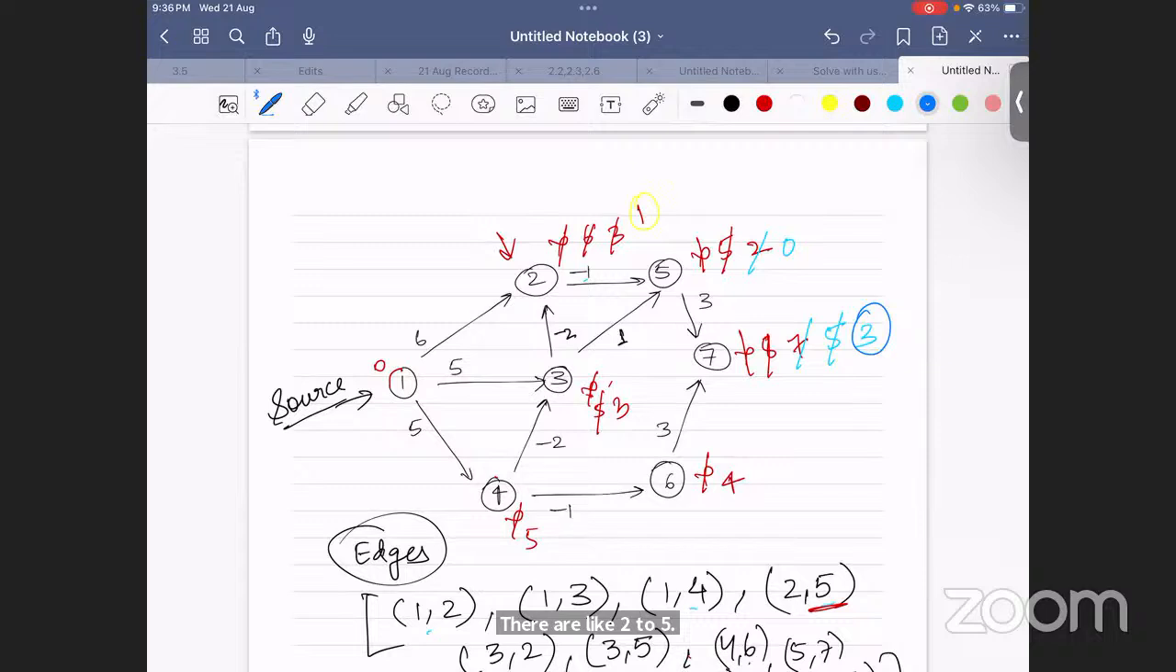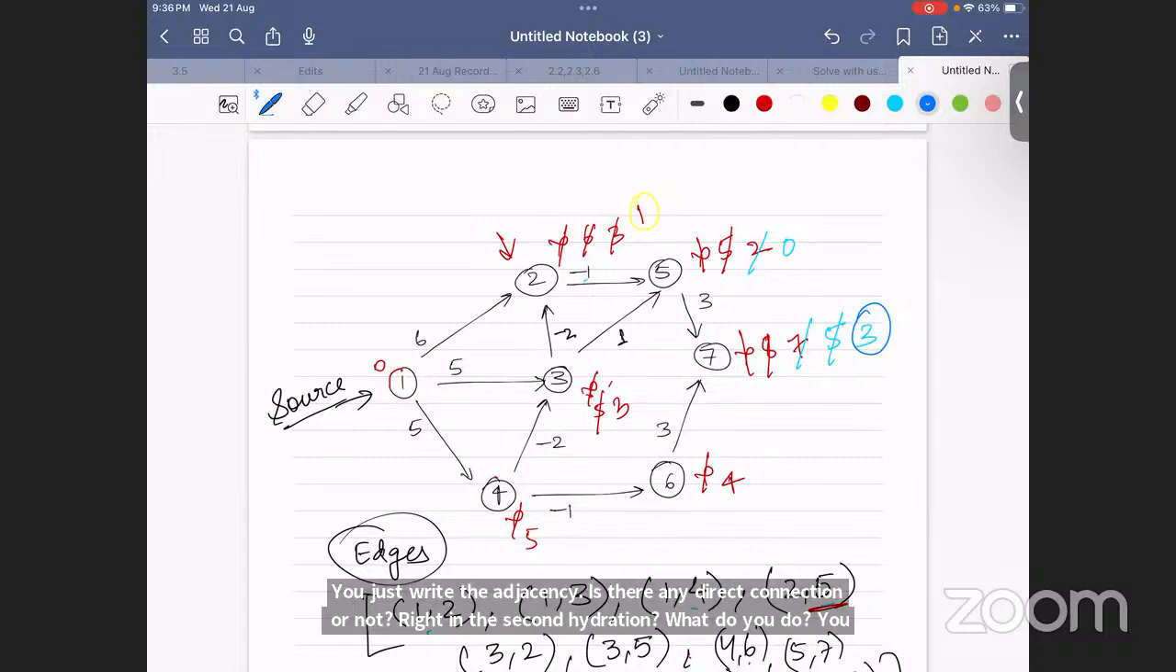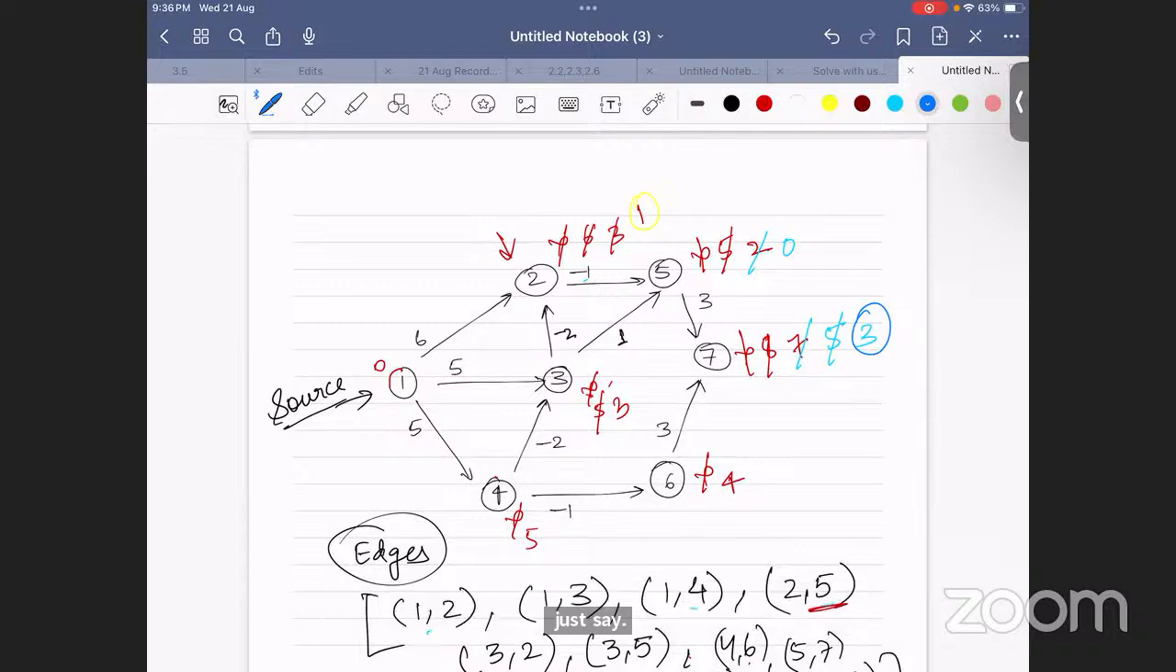Say if you have 4 vertices, in the first iteration you just write the adjacency matrix. Is there any direct connection or not? In the second iteration, you take the help of one vertex, the 0th one. In the third iteration, you take the help of 2 vertices, and then check the minimum weight you can reach from I to J. This is what you do in Warshall, correct?